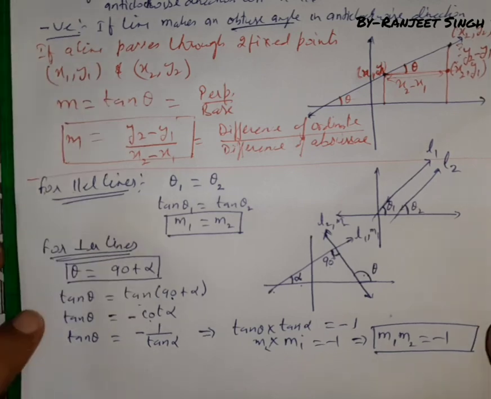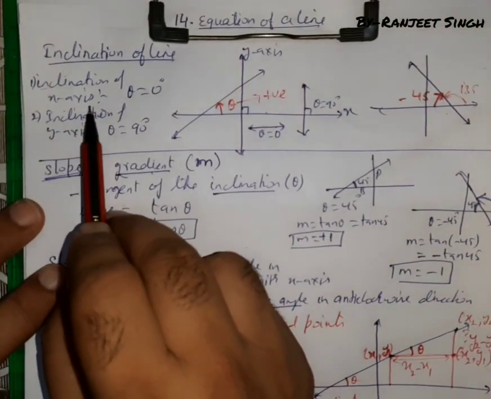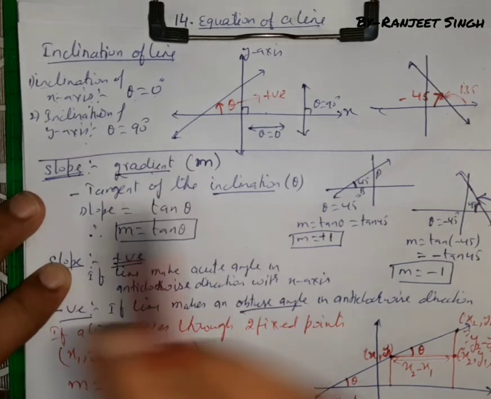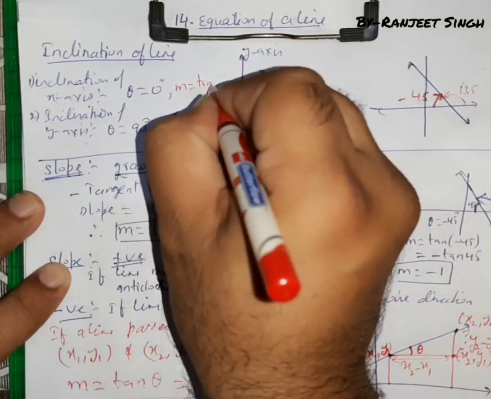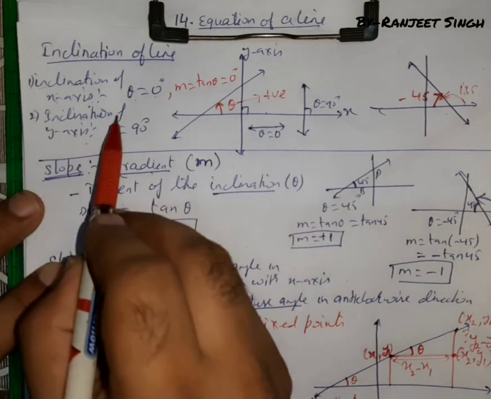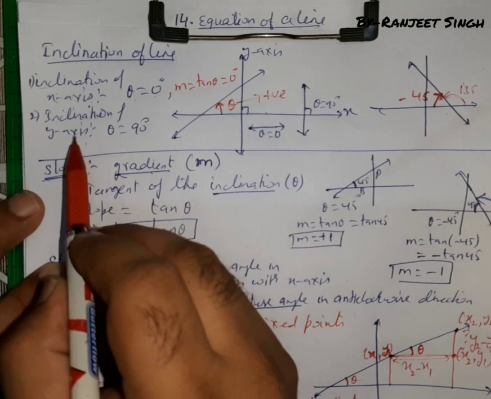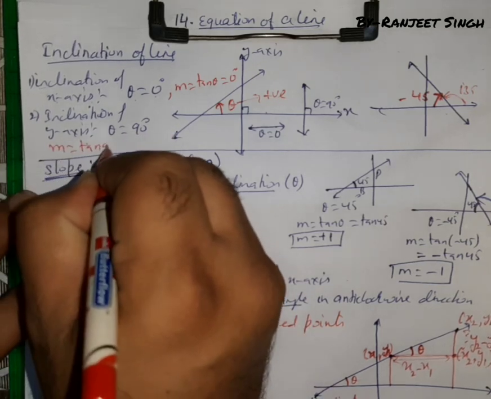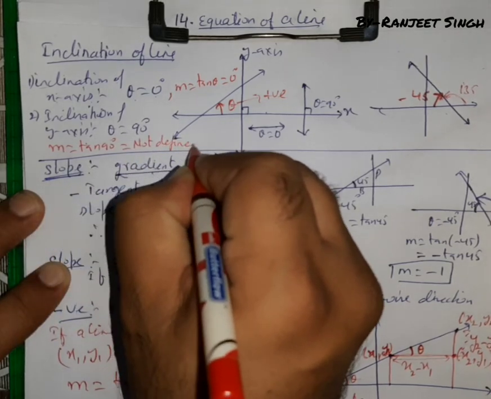Now we already know that the inclination of the x-axis, or of any line that is parallel to the x-axis, is 0. So therefore for the x-axis the slope m will be equal to tan 0, so the slope will be equal to 0, whereas the inclination of the y-axis, or any line that is parallel to the y-axis, is 90 degrees and its slope will be equal to tan 90, so that is not defined or infinite.